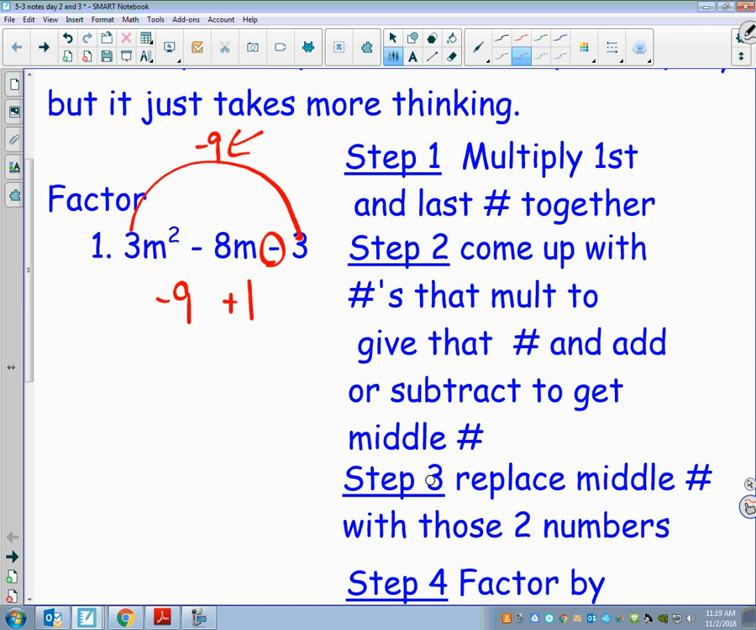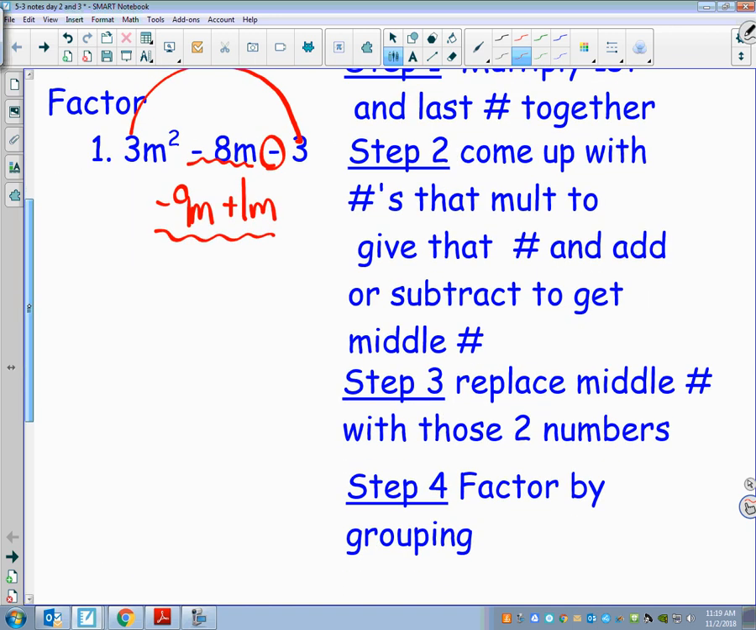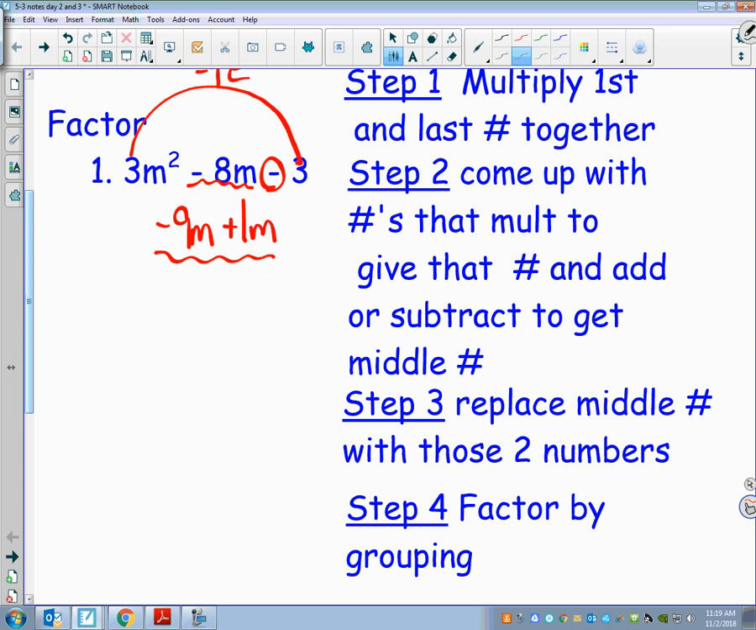And now step 3, replace the middle number with those two numbers. So all I have to do is put the m with it. So basically I'm rewriting this term as these two terms. So I haven't really changed the problem, I've just rewritten it. And then we bring down the other numbers because we haven't changed those. So this problem is still equal to this. And now we have set up a factor by grouping problem.